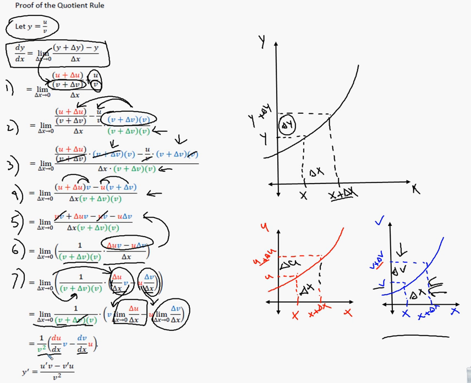I'm going to show an alternate way to prove the quotient rule. That was it right there, and this would be step 8 and step 9. And then step 10 is basically just a rearrangement of step 9. If we just say y equals u over v, we can rewrite that as u times v to the negative 1. Right? And now we can just use the product rule, which is u prime v plus v prime u.